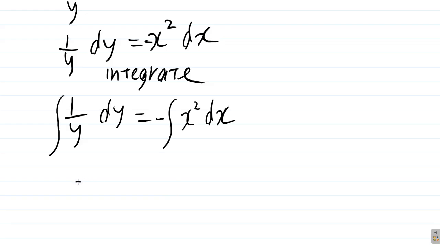You have to remember your table of derivatives: moving from left to right, you differentiate, so moving from right back to left, you integrate. You remember that when you differentiate ln x, you get 1 over x. So when you integrate 1 over y dy, you get ln y, right?